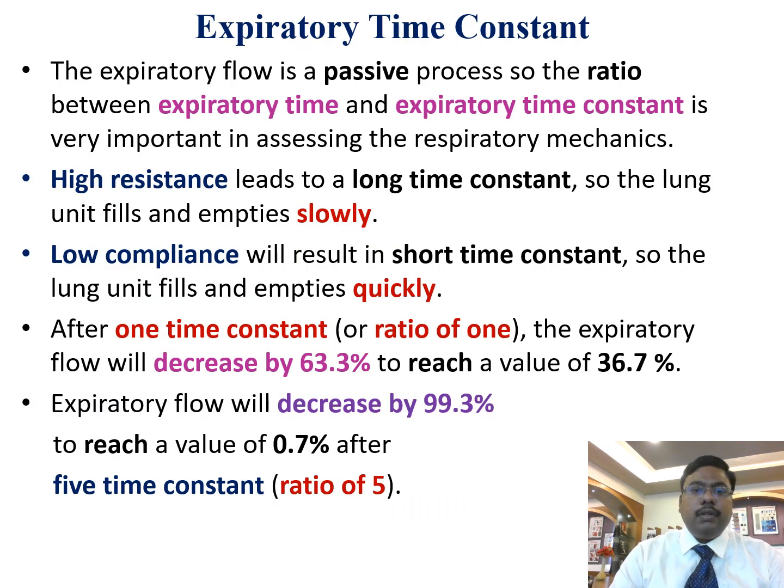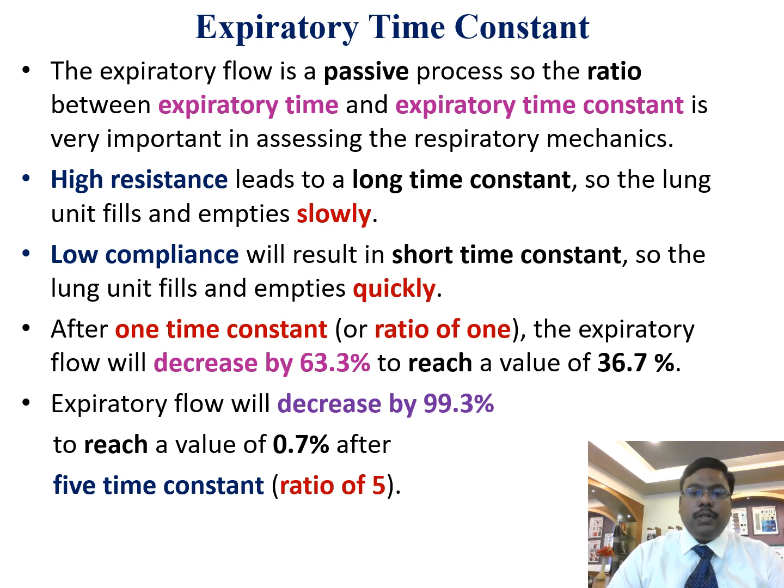Expiratory time constant. The expiratory flow is a passive process, so the ratio between expiratory time and expiratory time constant is very important in assessing the respiratory mechanics. High resistance leads to a long time constant because time constant is equal to resistance into compliance. So a long time constant will result in the lung unit filling and emptying slowly. Low compliance will result in a short time constant. So the lung unit fills and empties quickly.